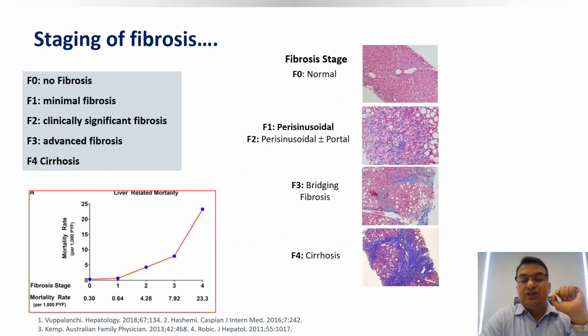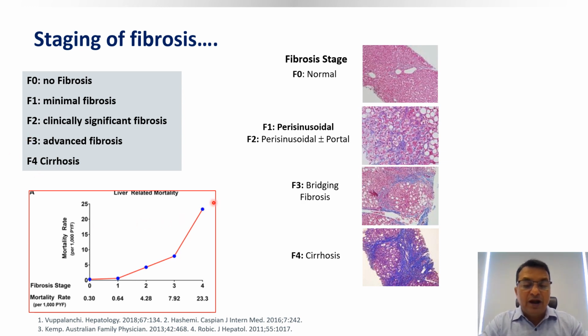So how do we stage or grade fibrosis in the high risk NAFLD population? We grade fibrosis from F0 to F4. F0 means no fibrosis, F1 minimal, F2 clinically significant fibrosis, F3 advanced fibrosis, and F4 is cirrhosis.